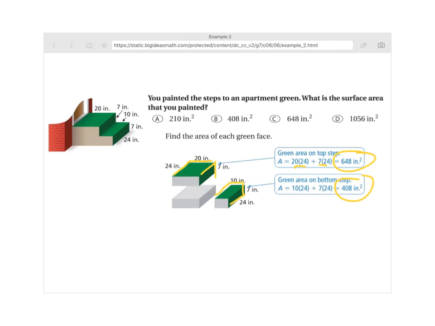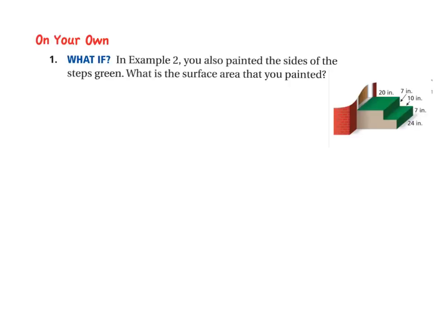Okay, so you're just breaking composite shapes into pieces to find their surface areas, and then you add them together. So let's do an on your own number 1. Grab a piece of paper. Okay, so the total we got in the last one was, all right, on your own number 1. What if, in example 2, you also painted the sides of the steps green? What is the surface area that you painted? 1056. So I'm going to go ahead and write that up here.